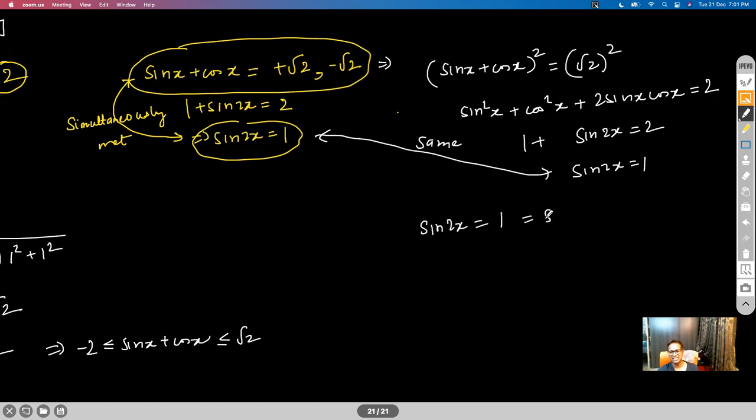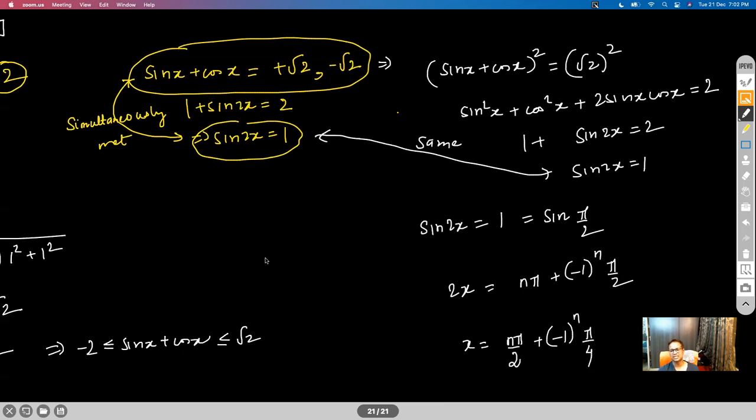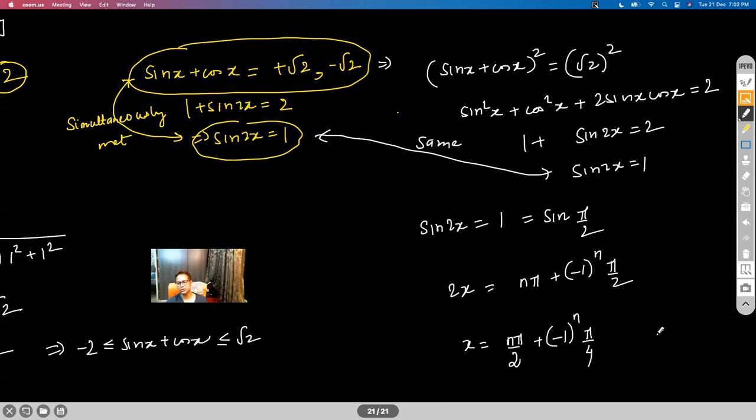Okay. And this is as good as saying sin 2x equals sin pi by 2. So your 2x will be nothing but n pi plus minus 1 to the power n pi by 2. So your x will be n pi by 2 plus minus 1 to the power n pi by 4. So this is going to be your general solution to this question.